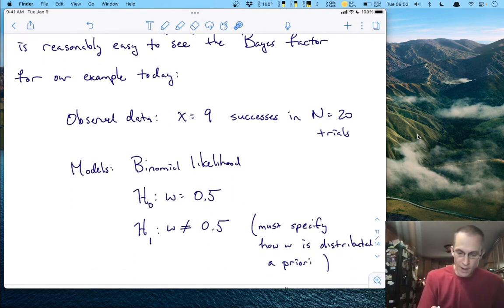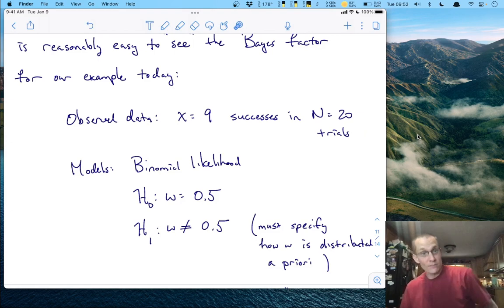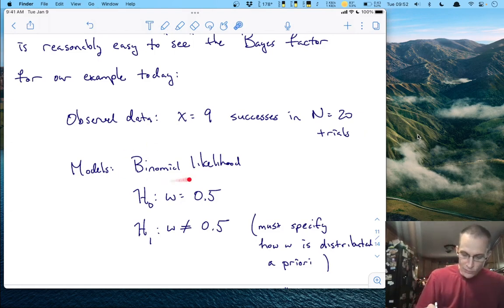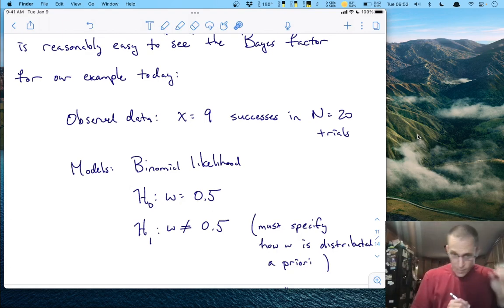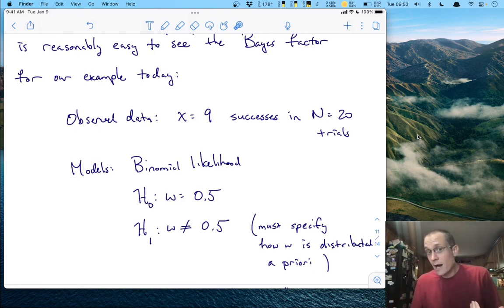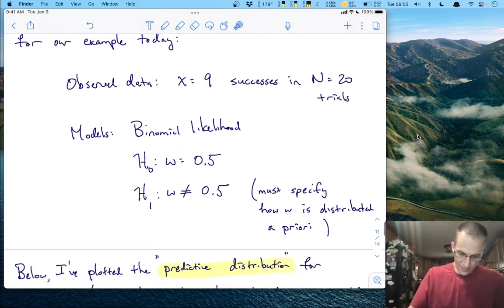Remember, in our example that we led off with, we observed 9 successes in 20 trials. And so that was the observed data. For our models, we had a binomial likelihood. We set H0 as W equals 0.5. Remember that there's no effect, that there's just a 50-50 chance on each trial of getting a success. And then the alternative model, we're going to make this a little simpler. Instead of doing a directional one, I'm just going to say that W is not equal to 0.5. Now, in a Bayesian context, you must then specify how that parameter W is distributed a priori. That is, you must place a prior on W under the alternative hypothesis.